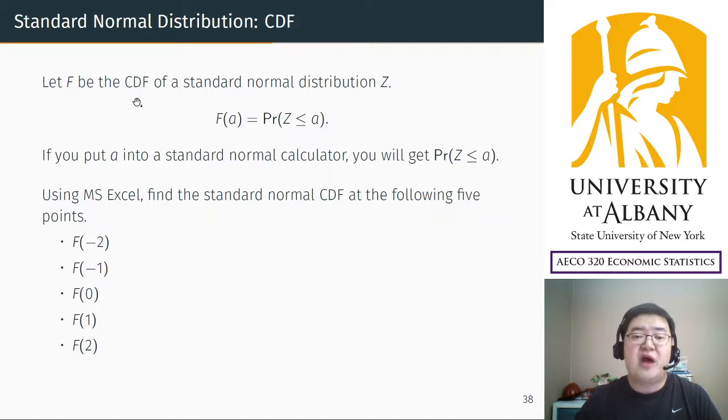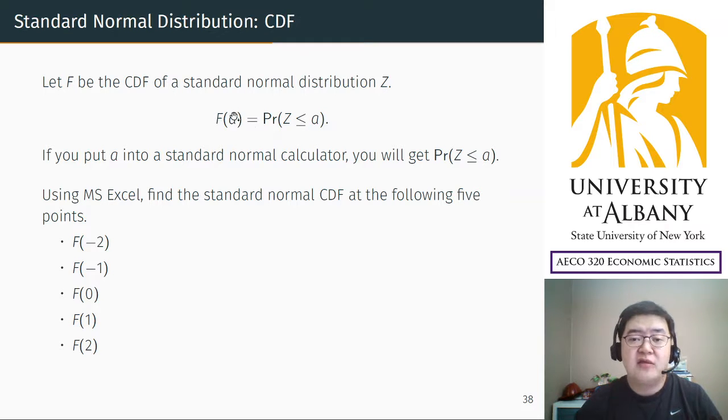So suppose that our approach is using the CDF. Microsoft Excel knows the CDF of the standard normal distribution. By definition, the CDF, uppercase F, is the CDF of a standard normal random variable Z, which means F of A equals the probability that Z is smaller than or equal to A. So this is the general definition.